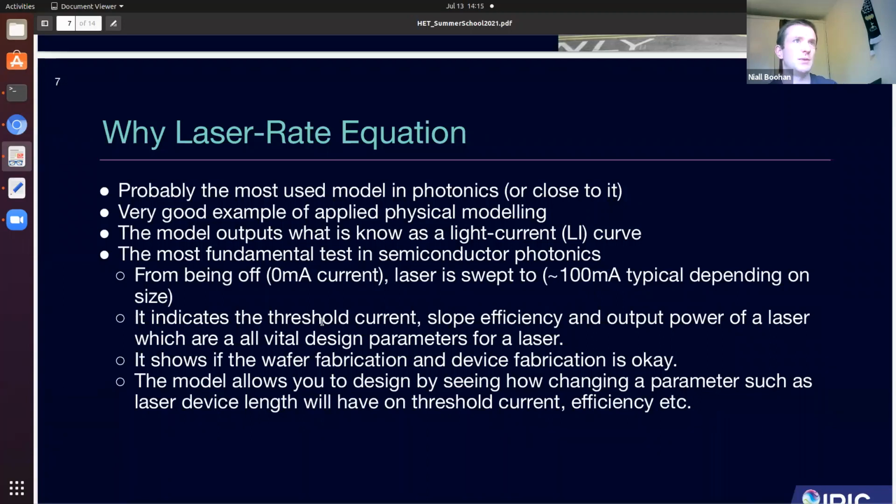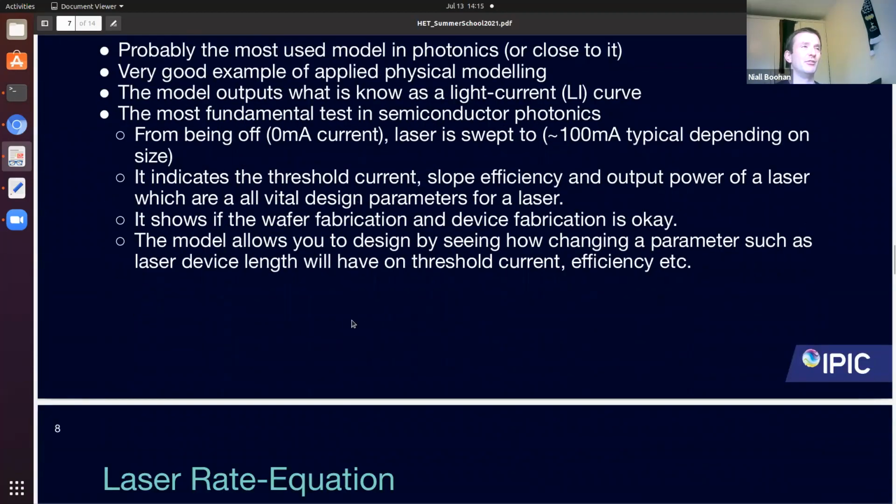Yeah, so it does these LI sweeps. If you're doing it, it'll show you if your laser is working, if the fabrication went okay, and then also the model. So the whole idea of the model is you can change a certain parameter like the reflectivity of your facet, and you can see what effect that will have on the rest of the performance of the laser. So you might want to increase the reflectivity of one of your facets to get more power at the other end of the laser, and then you can see what effect that will have before you actually go and make the laser. So you get an idea of what it'll do.